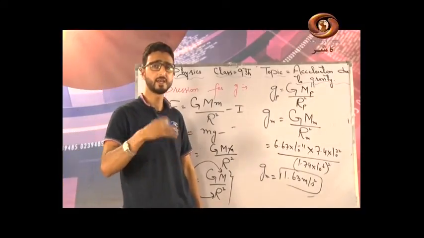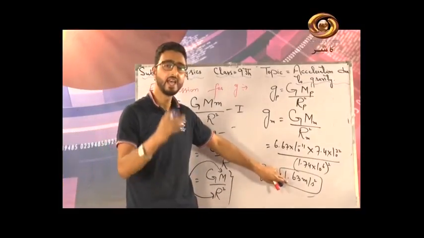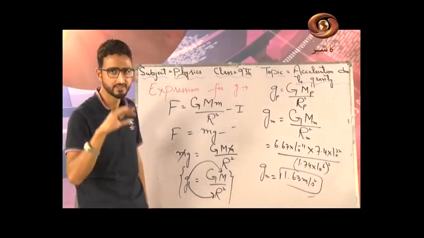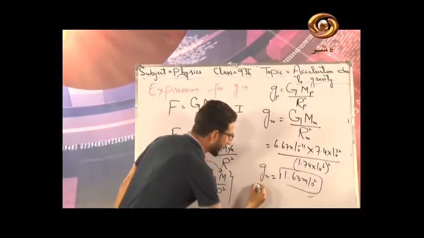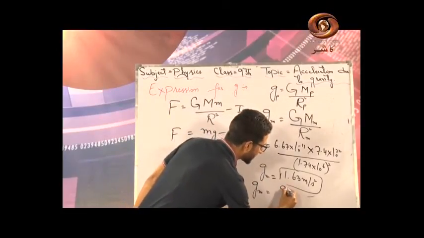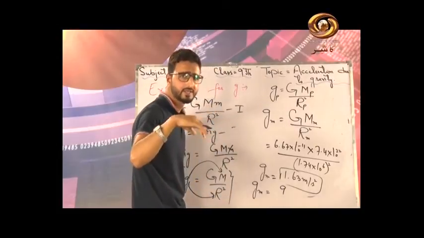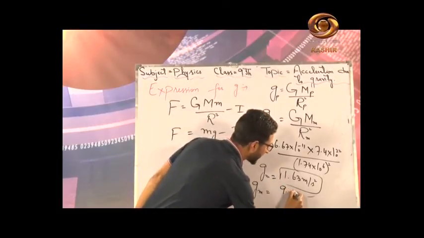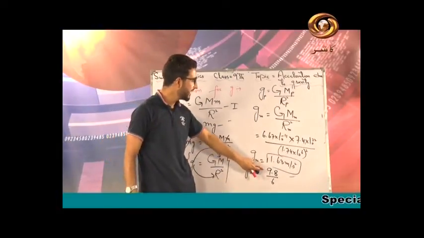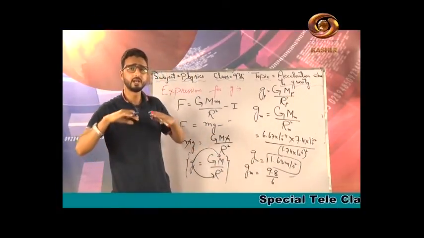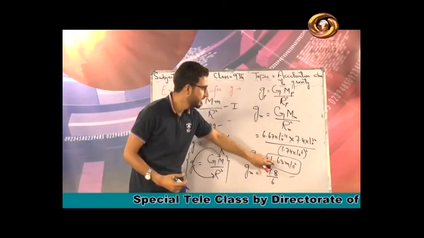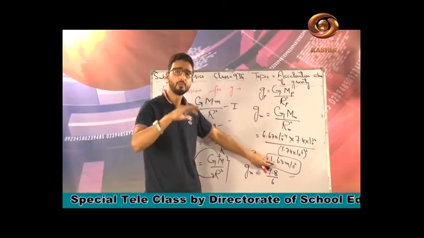Is it less or more? You can easily see it is less as compared to the acceleration due to gravity on the surface of earth, right? So can I write acceleration due to gravity on the surface of moon in terms of acceleration due to gravity on the surface of earth? I mean, can I write it like this, 9.8 by 6? Why? This 9.8 is the acceleration due to gravity on the surface of earth, okay? If you divide 9.8 by 6, you will exactly get 1.63.